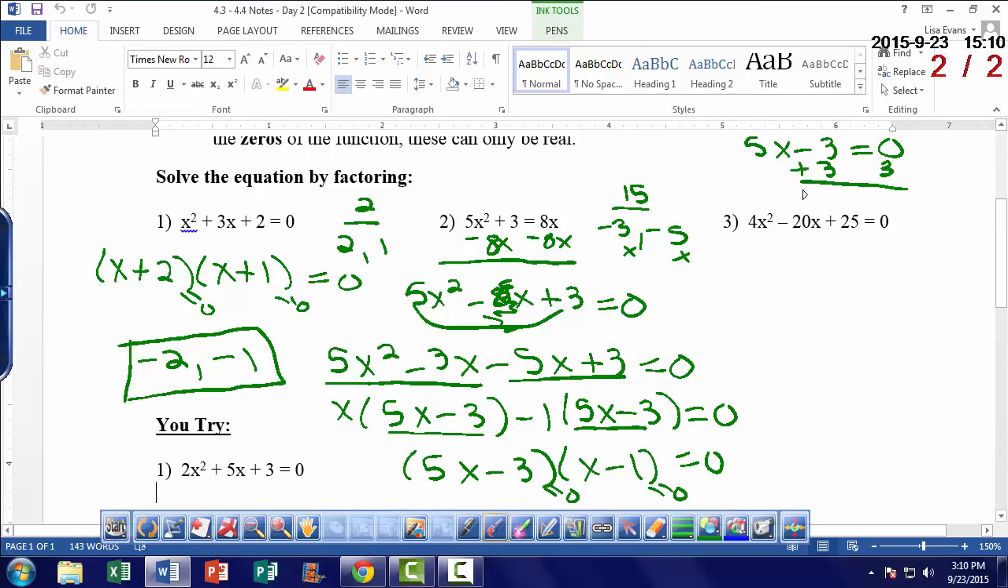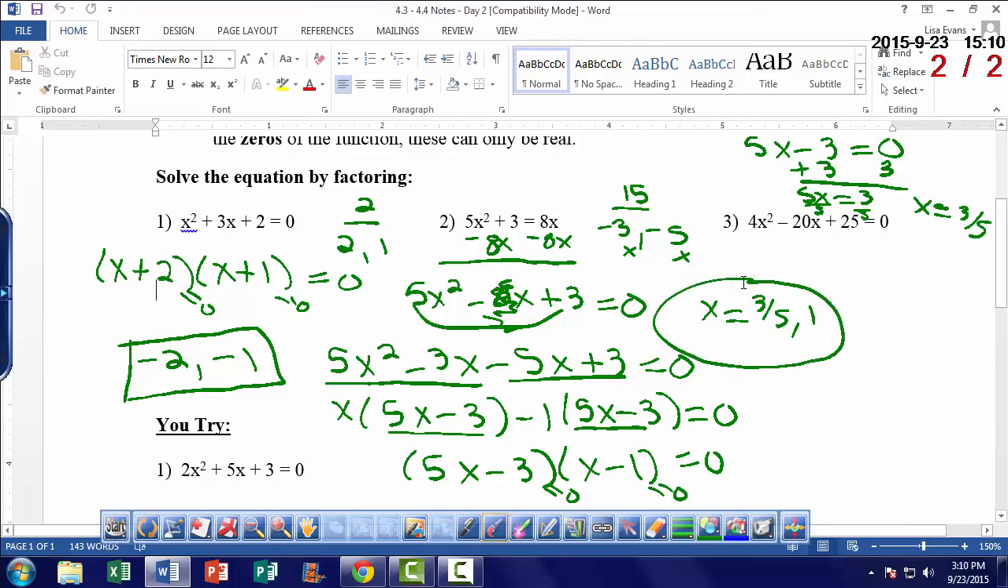Add 3 to both sides. Divide both sides by 5. So you get x to be 3/5. So I get 3/5 for one answer and positive 1 for the other. I'm going to go ahead and erase this and do my last problem.